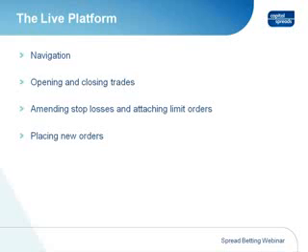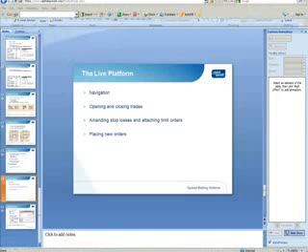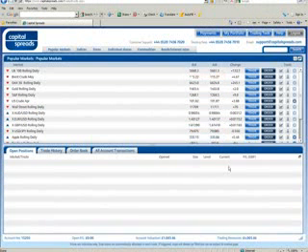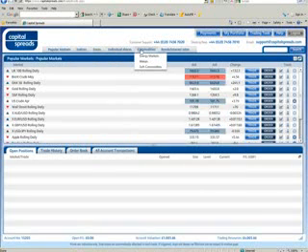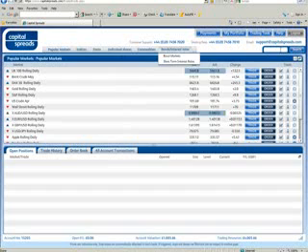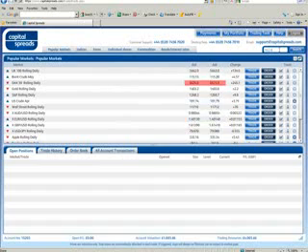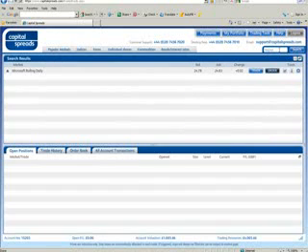So now let's have a look at the platform itself. If you were to log into your account, this is the first screen you would see, the Popular Markets page. You can navigate to a market that you wish to trade by either clicking on the drop-down menus along the top, or the quickest way probably is to use the search box. So there is Microsoft's share price.